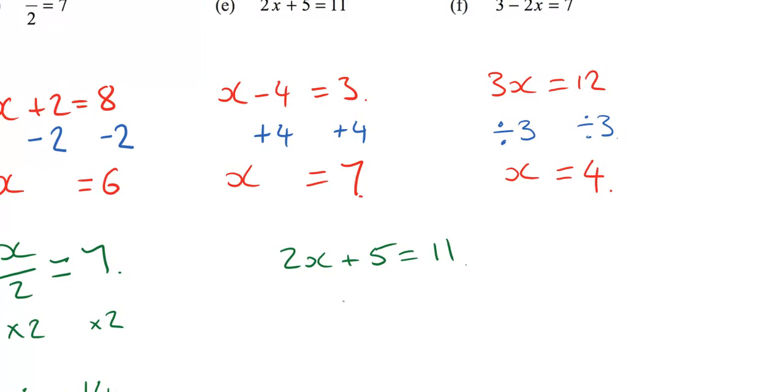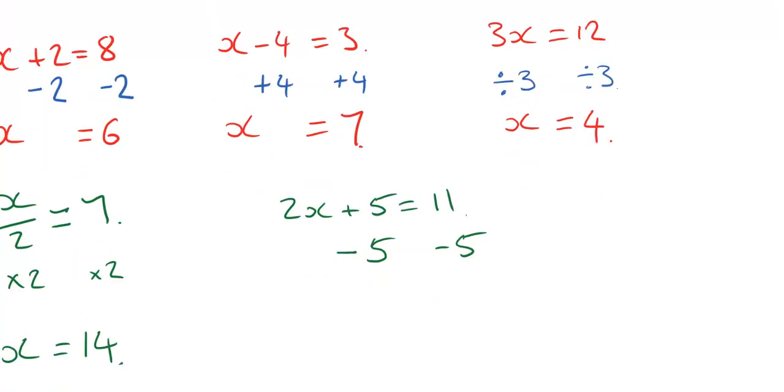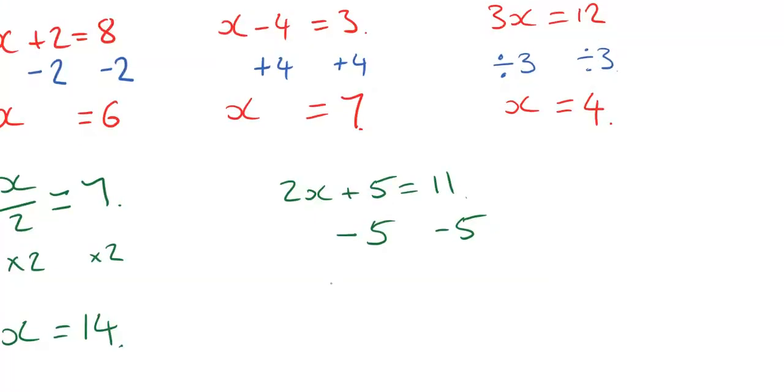So the first thing I've got to do to get rid of this stuff is to undo the 5. I'm going to take away 5 from both sides. If I do that, I'm not going to have my answer yet, but I'm just going to be able to say that the 2x is definitely equal to 6. Because if 2x plus 5 is 11, that 2x must be worth 6.